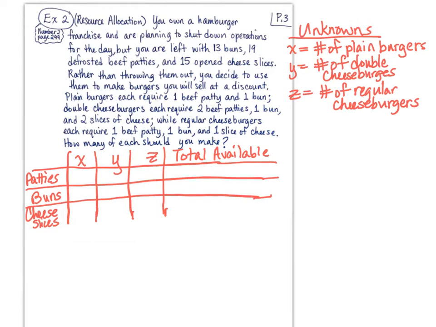What is the first row? 1, 2, 1. Talk loud, please. 1, 2, 1. 1, 2, 1. Good. What's the last one? 19. Very good.